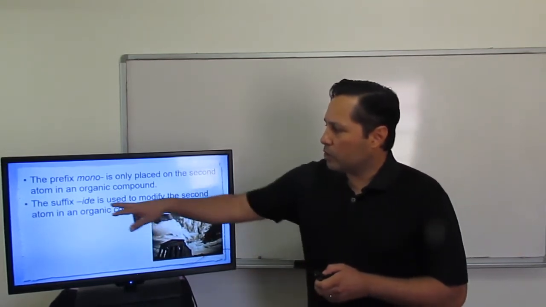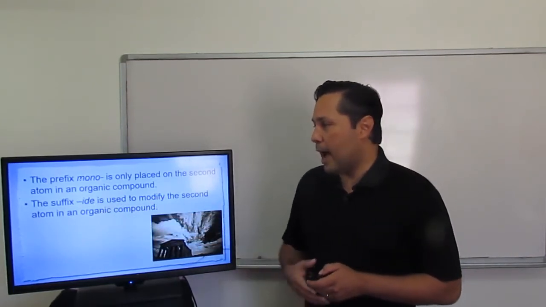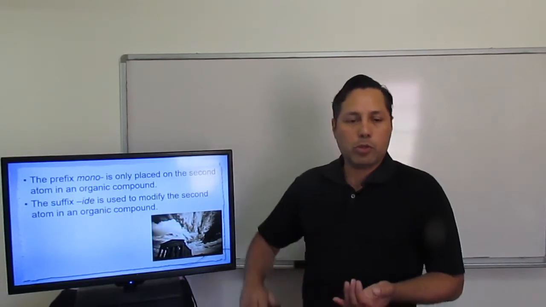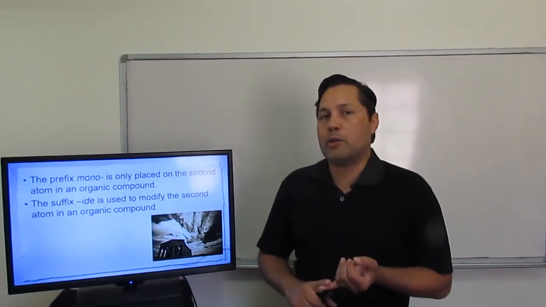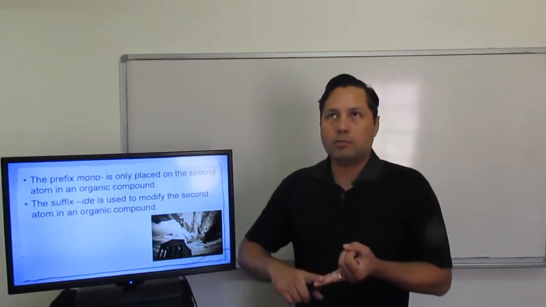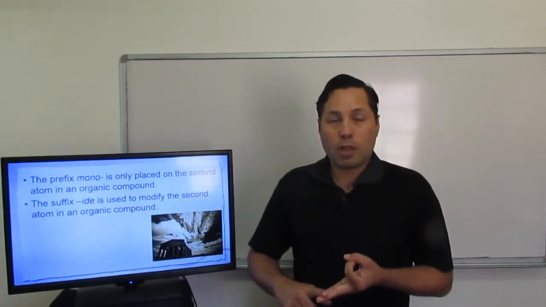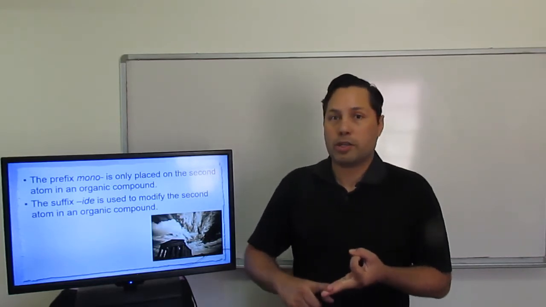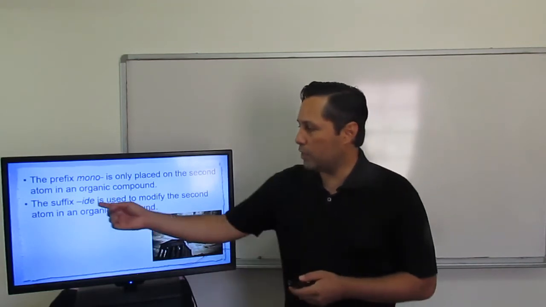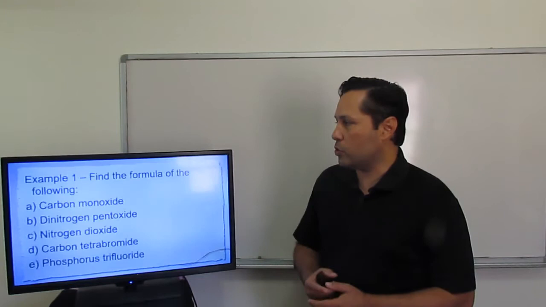And the suffix, that means at the end of the word, the suffix ide is used to modify the second atom. So for example, bromine becomes bromide because we use the IDE ending. Chlorine becomes chloride. Oxygen becomes oxide. Nitrogen becomes nitride, and so on. So they all end with this IDE. That's going to be the suffix that we're going to use.